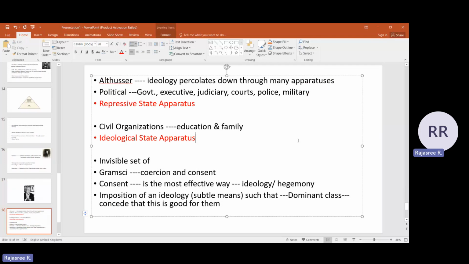Could either be government, the judiciary, court, police, military. So Althusser said, see, there are two ways in which ideology percolates down. One is through repressive state apparatus, which includes judiciary, court, police, military.